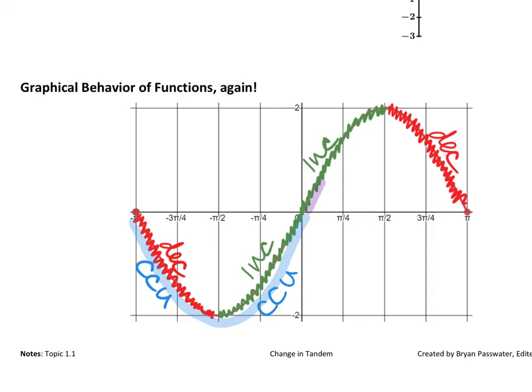This section here, this interval here, is concave down. So this is what concave down increasing looks like, and concave down decreasing looks like. Those are going to be the 4 combinations of this change in tandem vocabulary, increasing, decreasing, and concavities that we are going to use.